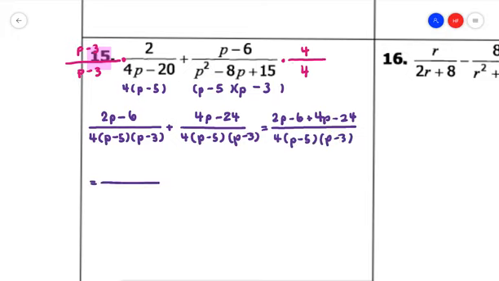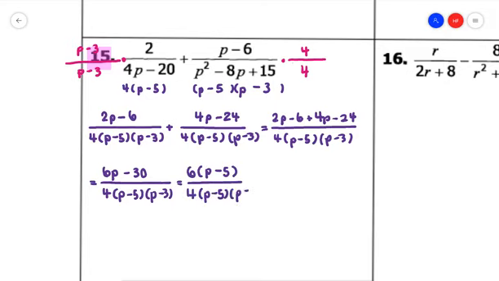So making this just one fraction, we've got 2p minus 6 plus 4p minus 24. And we'll combine our like terms: 6p minus 30 over 4, p minus 5, p minus 3. Factor the top. I can take out a 6 from both, so 6, and I'm left with p minus 5, over 4, p minus 5, p minus 3.